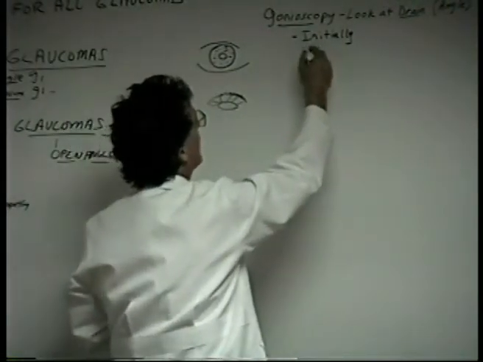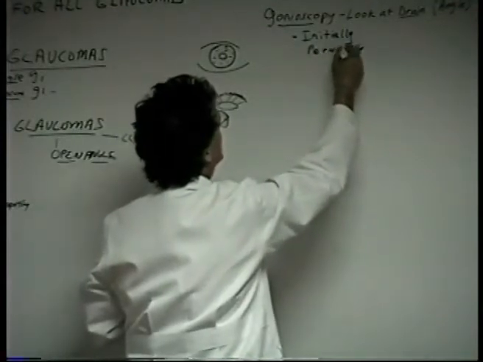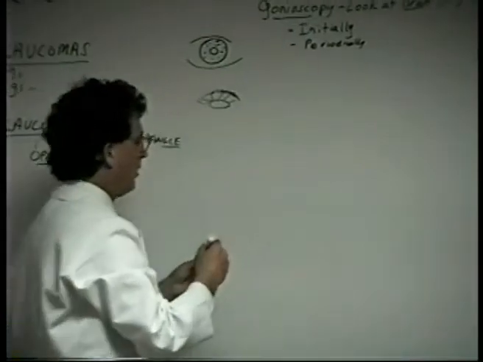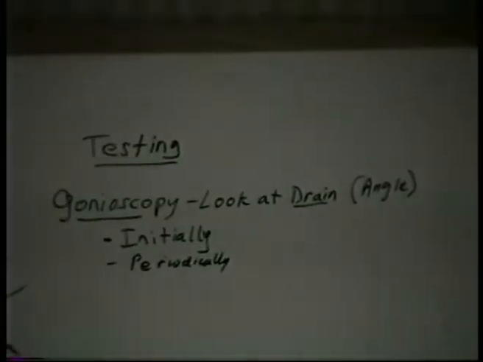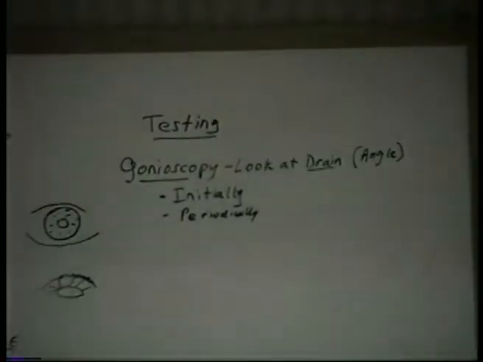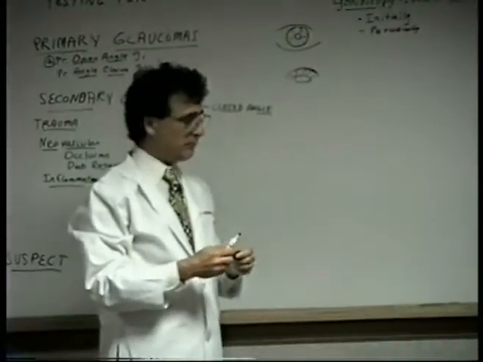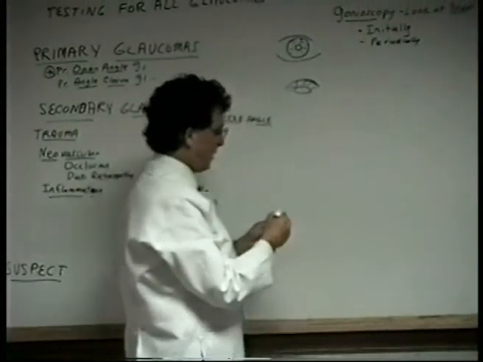Initially and then periodically. And now periodically might be in somebody who's got a very narrow angle or it's starting to close and the patient won't let you do the laser or you're not sure you need to do it. You might do it every 3 to 6 months. But if it's clearly wide open, it might be done as infrequently as every 3 to 5 years. Okay?